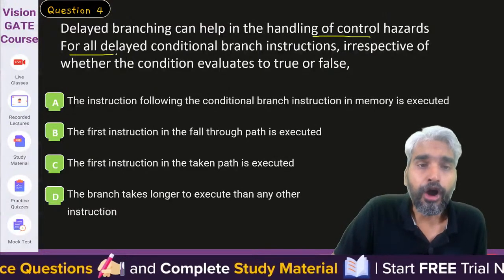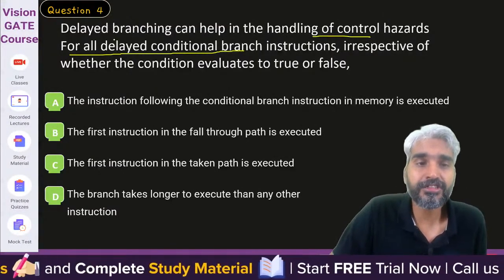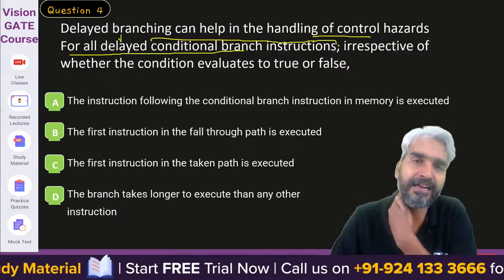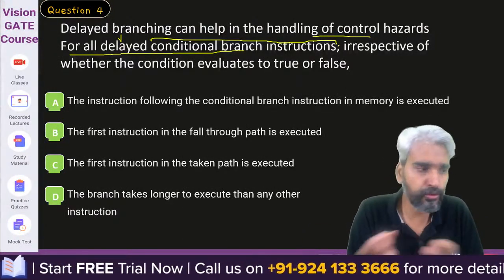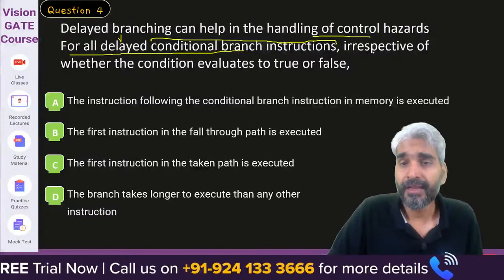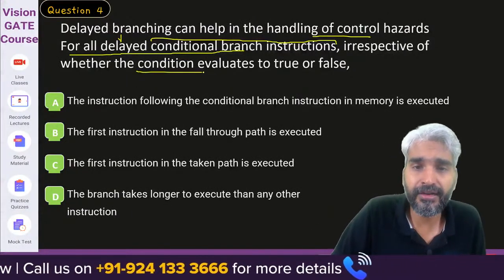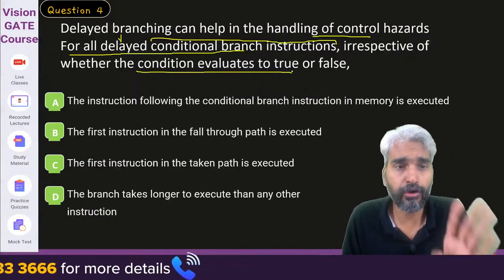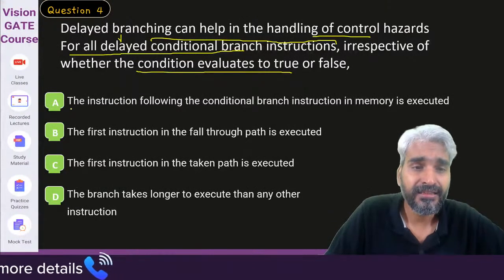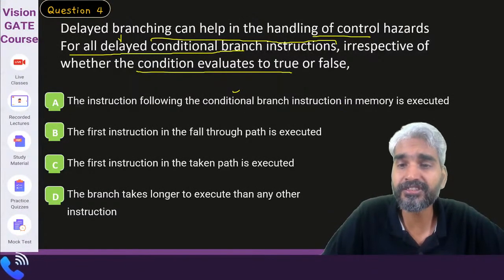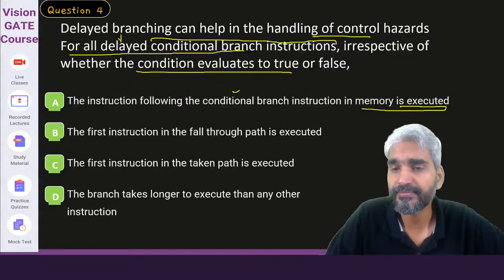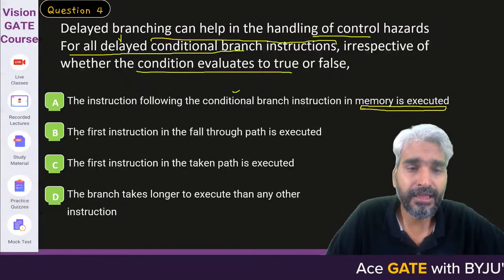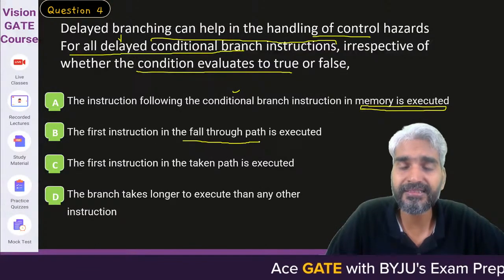Now, for all delayed conditional branch instructions, the condition may be true or may be false, we don't know. So irrespective of whether the condition evaluates true or false, the instruction following the conditional branch instruction in memory is executed. We'll talk about this. Now, the first instruction in the fall through path is executed.